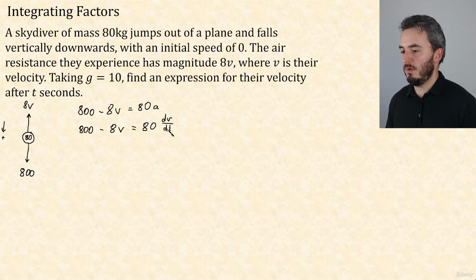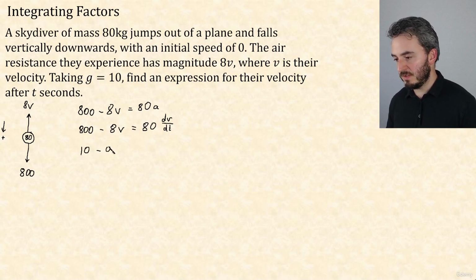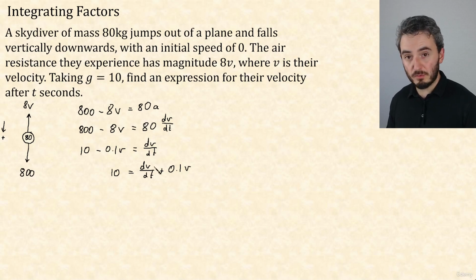Okay, so let's get the derivative on its own by dividing through by 80. So that would be 10 minus 0.1v equals dv by dt. And then let's get the function of t times v over here. So that's 10 equals dv by dt plus 0.1v. And this is now in the right form.